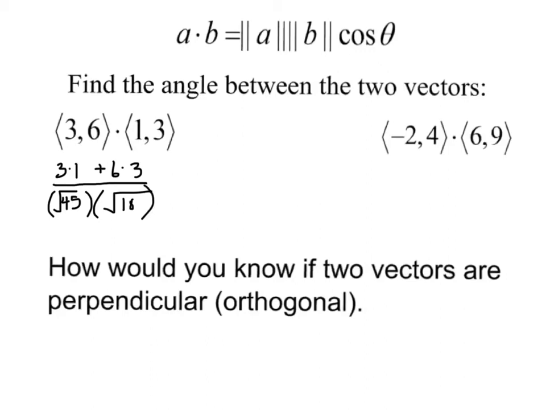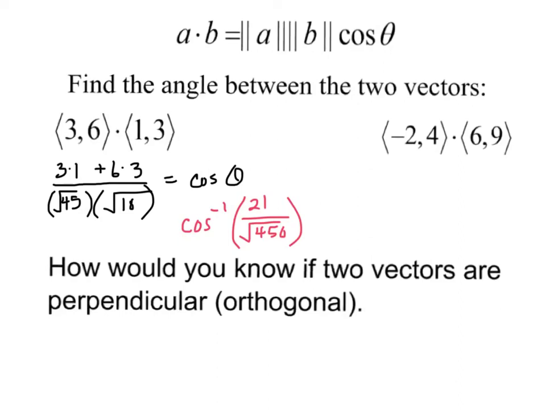So we just have the dot product on top and the magnitudes on the bottom, and this would be equal to the cosine of theta. So of course, to get the angle, we would just do the inverse cosine. So we'd have the inverse cosine of 21 over, I guess it would be the square root of 450, whatever that would be. Type that in your calculator, and you'd have the angle between the two vectors.